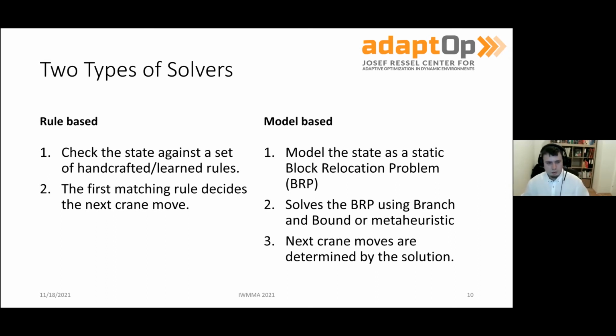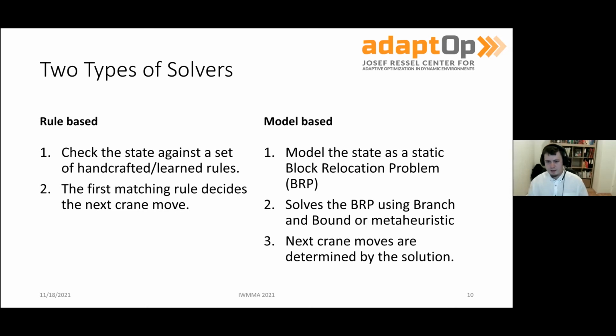Since we're talking about solvers, this is pretty much everything that I can tell you about the solvers that we have fielded against these problems. Essentially, 2 general approaches, which is first a rule-based solver that simply uses a number of handcrafted and or learned rules to decide which crane moves have priority at any given point in time, and that only emits the next matching move whenever a crane is ready.